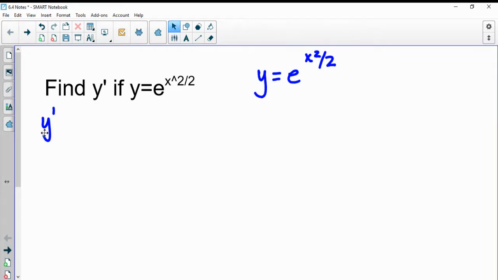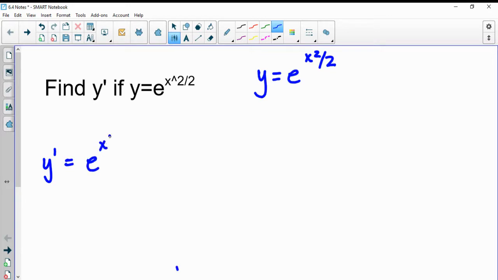So in case you forgot, anything that's e, you start by keeping it the same. So we're going to have e to the x squared over 2. But then since it's not just e to the x, we have to do the derivative of the exponent, which I'm going to pull that over 2 out and make it a 1/2. And then the derivative of x squared is 2x. And then your 1/2 and your 2 cancel.